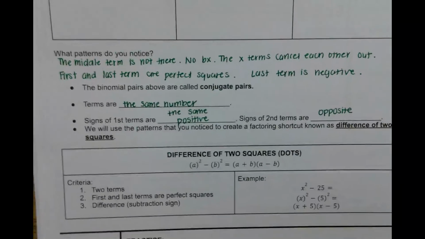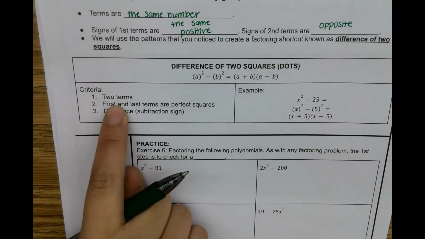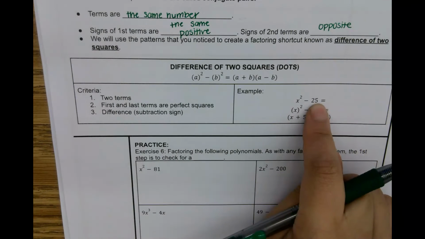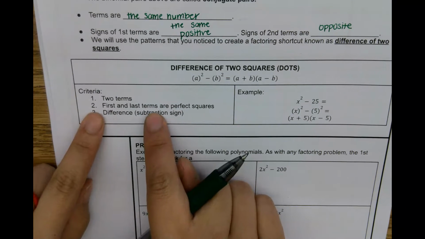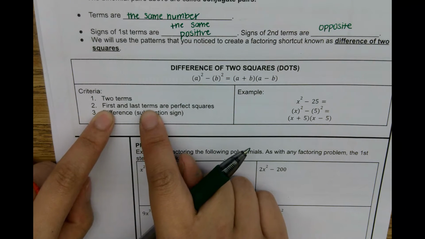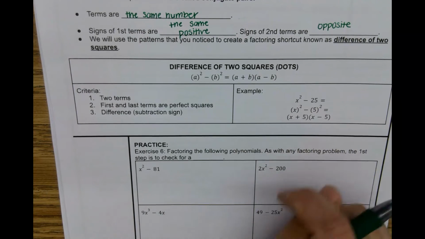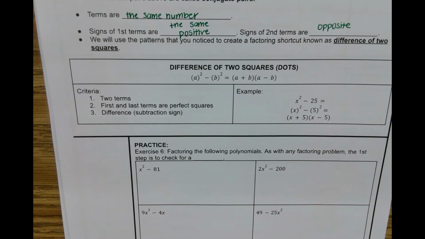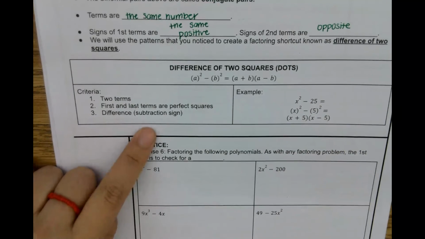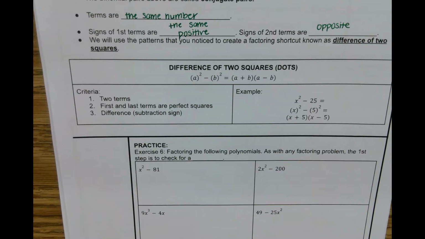So what is the criteria for difference of two squares? First, we need two terms, something like x squared minus 25. X squared is a term, negative 25 is another term. Another thing, both the first and last term need to be perfect squares. X squared is clearly a perfect square, x to the second power. 25 is a perfect square as well, it is 5 squared. The third thing is it has to be a difference, a subtraction sign in between both of them. Then all we need to do is take the square roots: x plus 5, x minus 5.